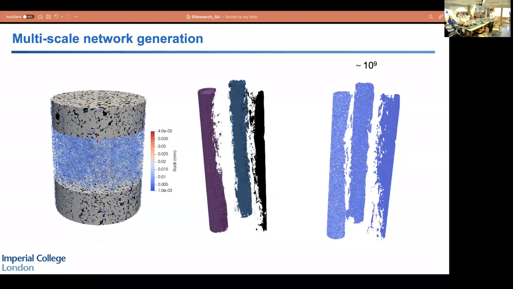Another multi-scale network is the manual heterogeneous one. So for this one, we use the medical CT to scan it, and for different locations we do the segmentation, and then for each part, we do a micro CT scan and get the statistical information, and then generate them and connect them. It's another approach to realize it.